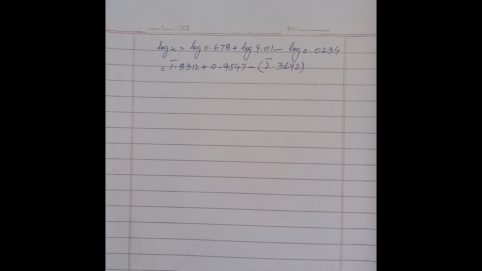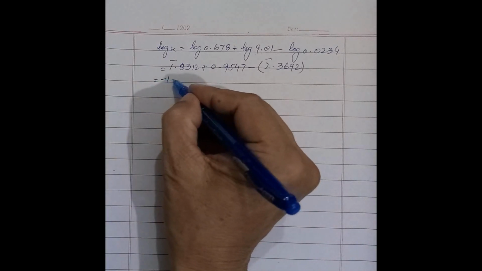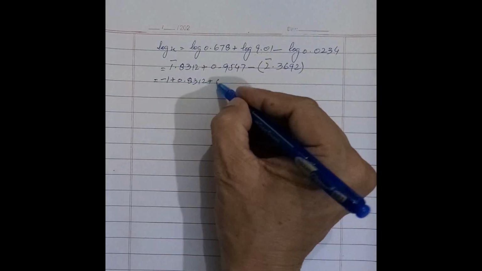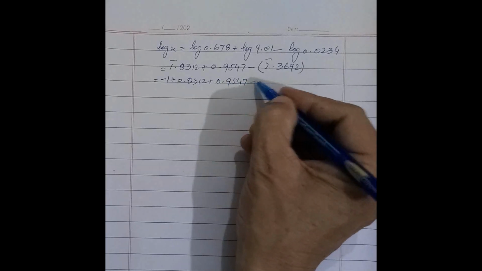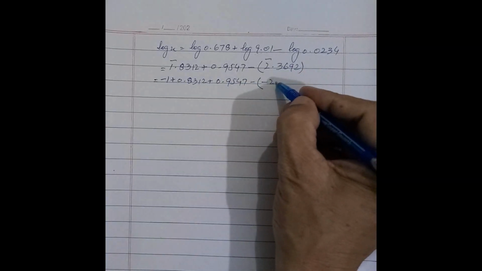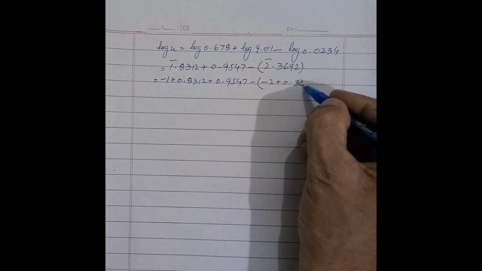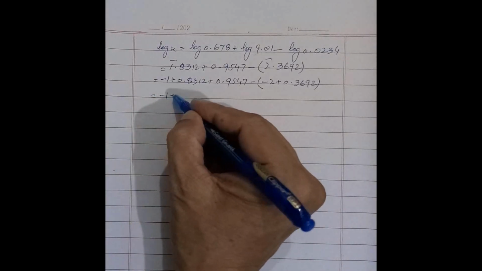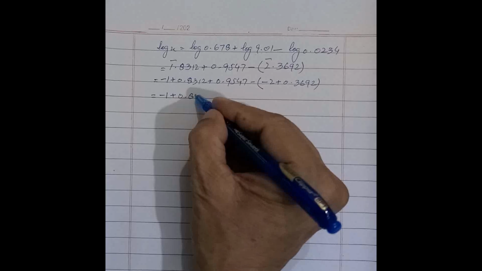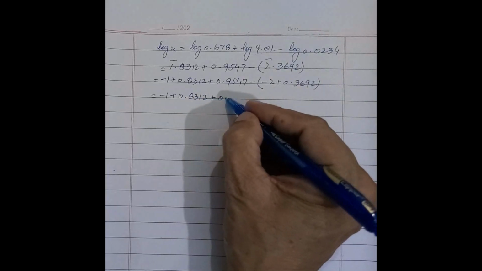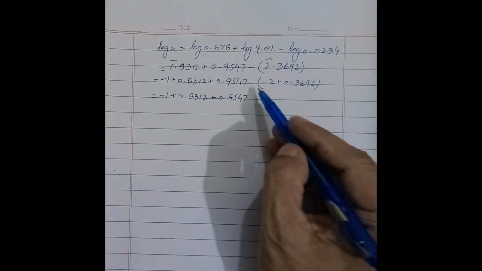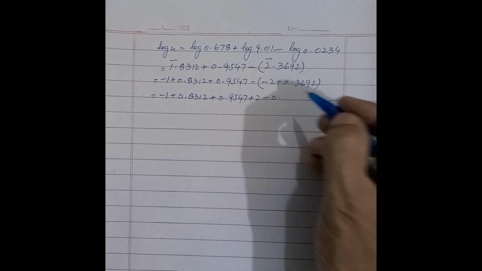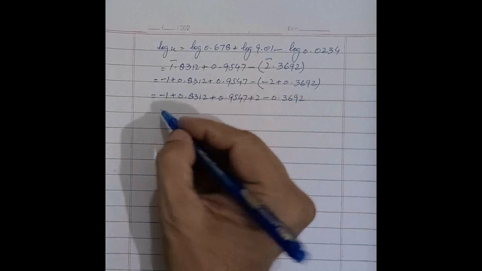And now we simplify these values. We get minus 1 plus 0.8312 plus 0.9547 minus, and in the bracket, minus 2 plus 0.3692. And further, minus 1 plus 0.8312 plus 0.9547, and this minus is multiplied in the bracket, we get plus 2 minus 0.3692.